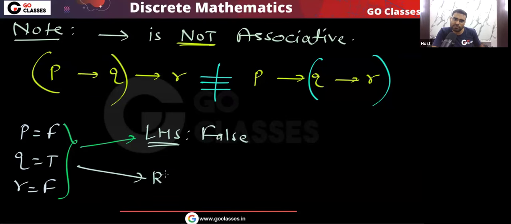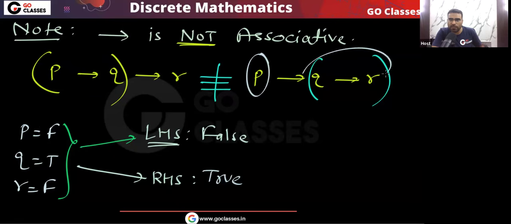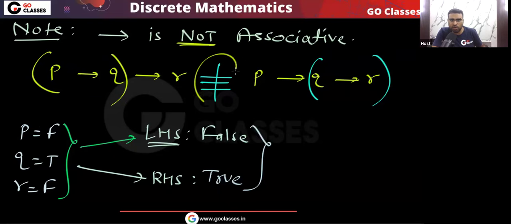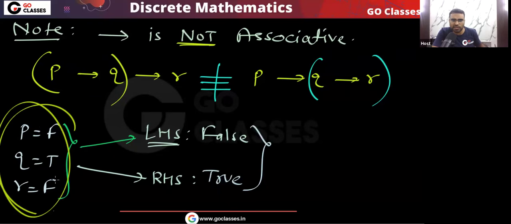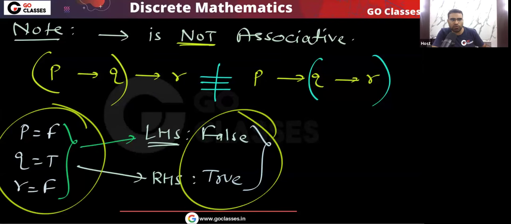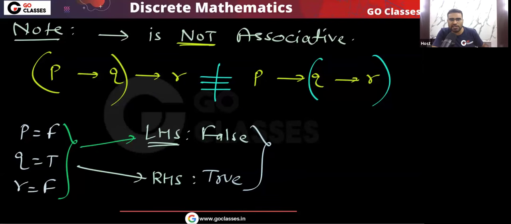What will be RHS? You can see P is false. False implies anything, that is true. So did you notice that LHS and RHS are not equivalent? You can notice in this case they have different truth values. So you can notice they are not equivalent. Okay, so I can say this and this are not equivalent. So implication is not associative. Is this point clear to everyone?